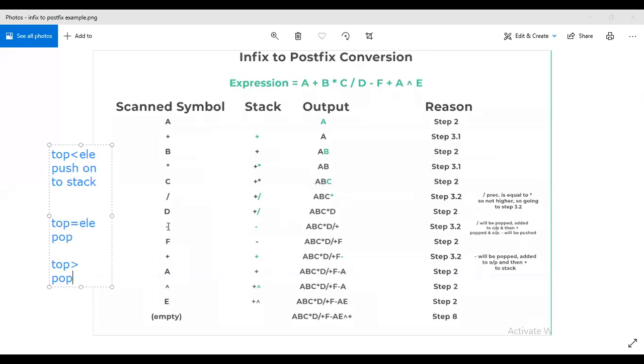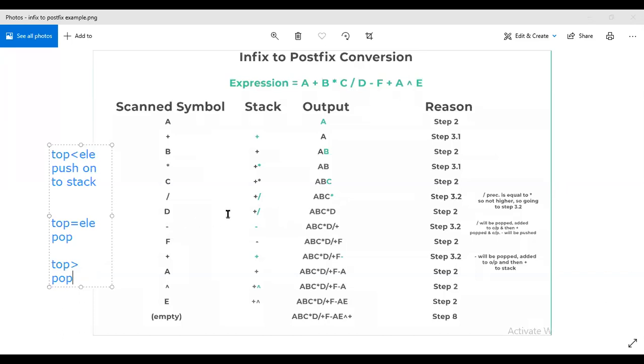So is it the slash by default? Minus is having less preference or less precedence than slash. So what I will do, less means here you can see top of the stack is greater than the element which I scanned. So the third option I have to use, that is slash is having more preference than the operator minus. So what I will do, I will pop slash and I will add to the output. And again, I will compare minus and plus. Now the top of the stack is plus and my operator is minus. Both I will compare.